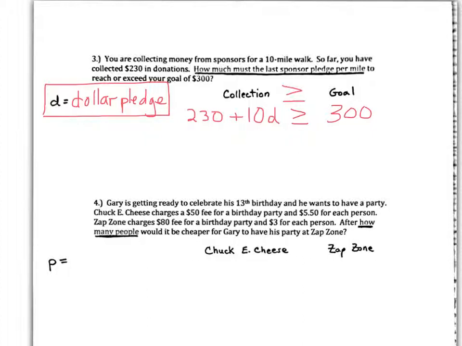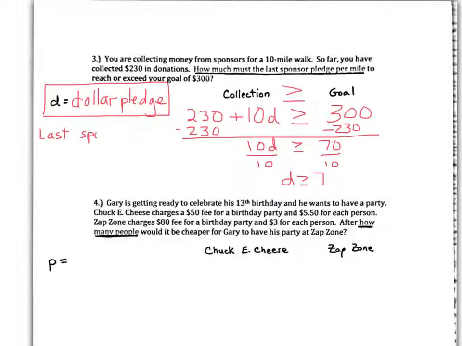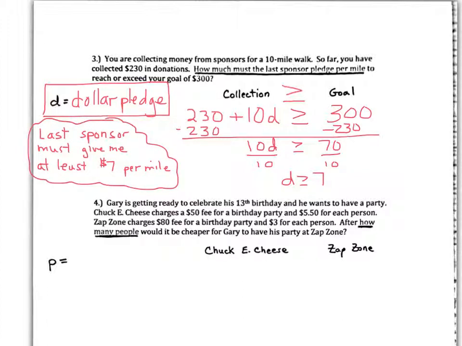Alright, that's the hard part right there. From here I hope it's easy. You unwrap it, so you subtract 230. You get 10D is greater than or equal to 70. And then you divide by 10. D is greater than or equal to 7. So D, the dollar pledge, has to be greater than or equal to 7. So the last sponsor must give me at least $7 per mile, because it says greater than or equal to. So I need at least $7 a mile if I want to reach my goal. If they give me more than $7 per mile, then I'll get more than my $300 goal.